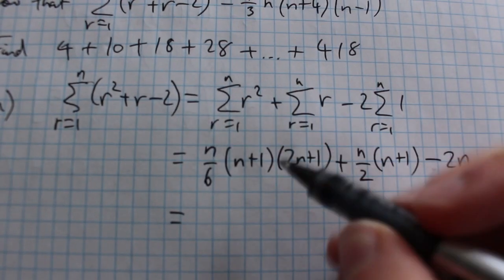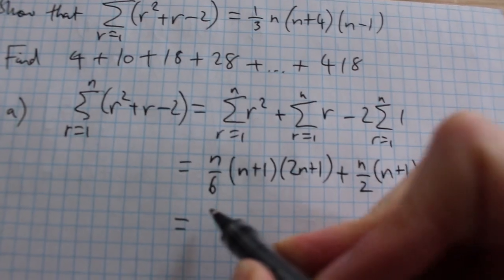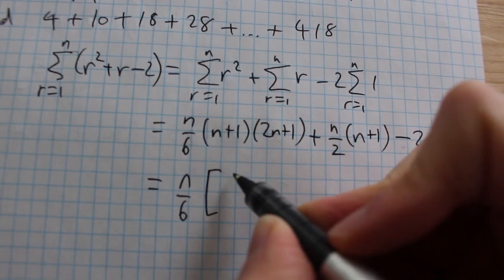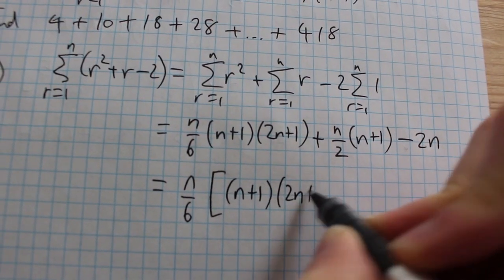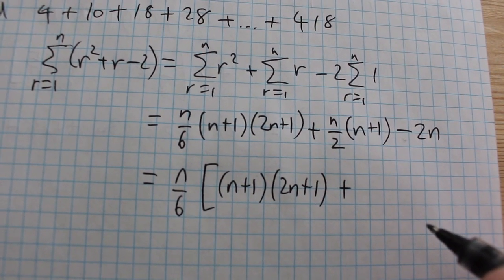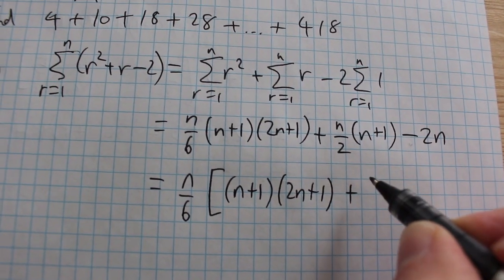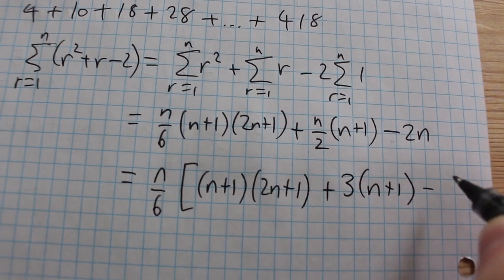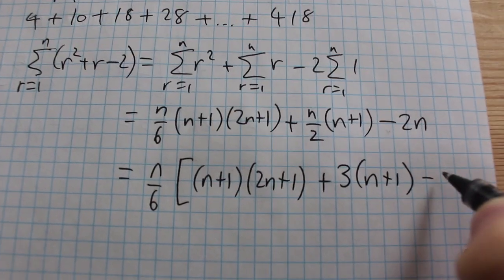So what's a common factor? Well, n over 6 goes into everything. So let's take that outside of the brackets. And then we're going to have n plus 1 times 2n plus 1. And then how many times does n over 6 go into n over 2? The answer is 3. And then how many times does it go into 2n? The answer is 12.